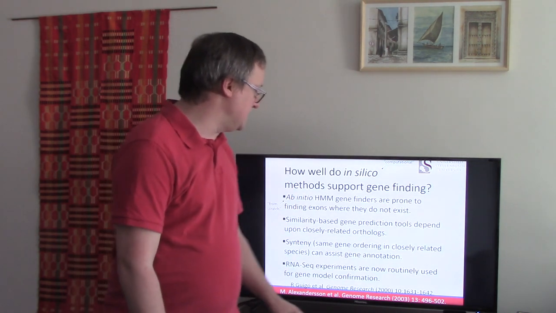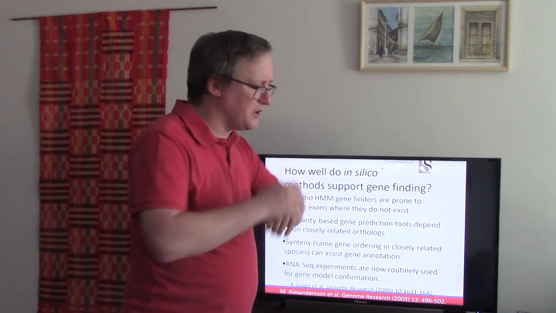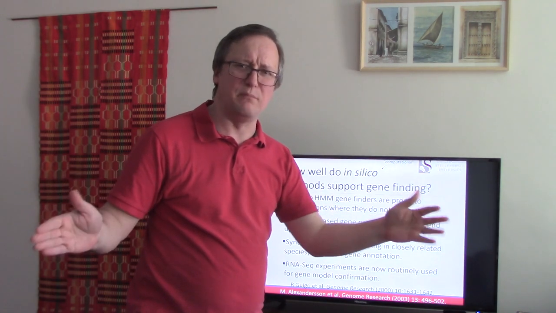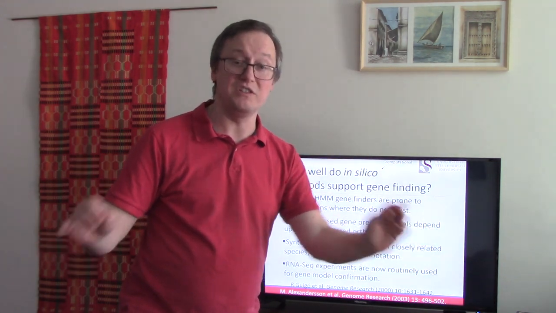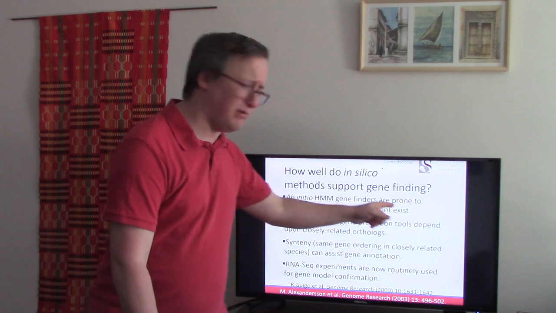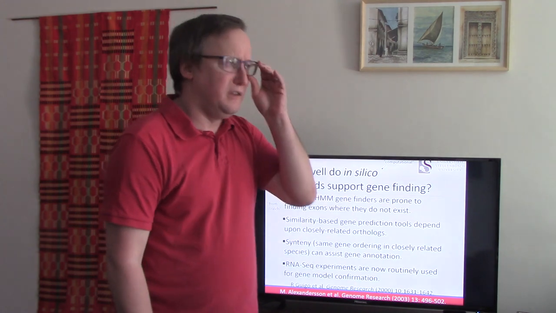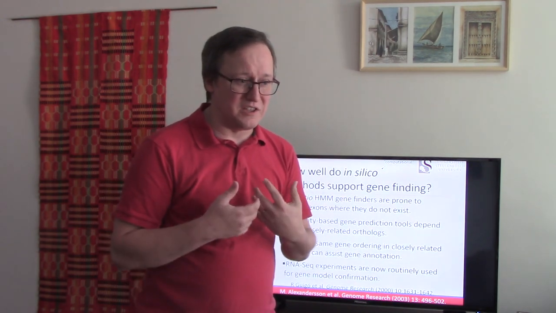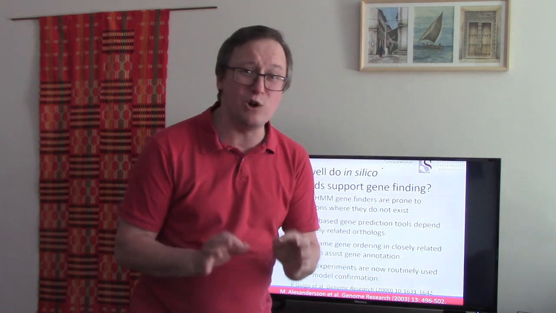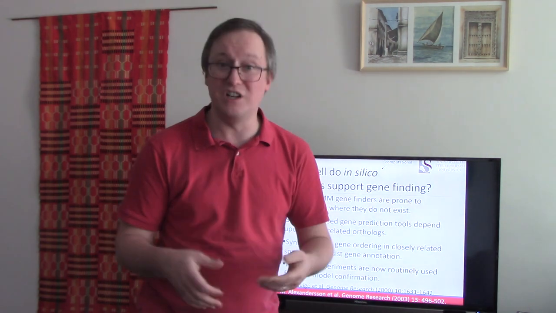Well, we start with the idea that these are ab initio HMMs. We are starting from a bulk sequence that's been assembled, and we don't know anything about it. So this is the ab initio case. We're starting from scratch to try to find the genes. They are prone to finding genes or exons where there are none. You might remember from our earlier discussions that there are lots of places in the genome that look like protein-coding genes, but aren't. Because after all, we very frequently have pseudogenes and other things that creep in there that have similar structures to genes, but they don't represent current genes.